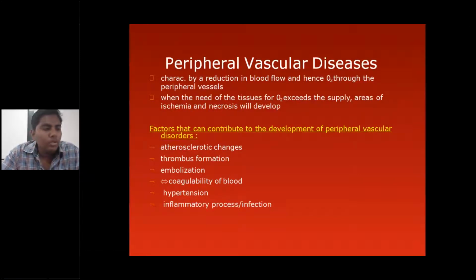Most commonly, peripheral arterial disease is more common in the calf in older adults. The most common cause is atherosclerosis. In acute events, it is a thrombus and embolization.